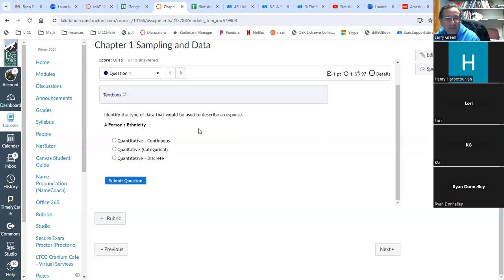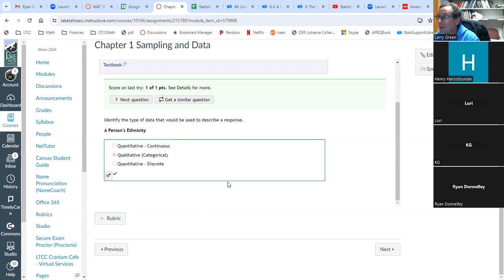Notice you can keep going and you get more. Identify the type of data that would be used again. Now it's a person ethnicity. Now let's say I put qualitative, categorical. Now I got it right. So even though I got it wrong twice and right once, for that question, I got 100%. So I strongly recommend you get 100%, or at least real close to it, so that you can get them all right.